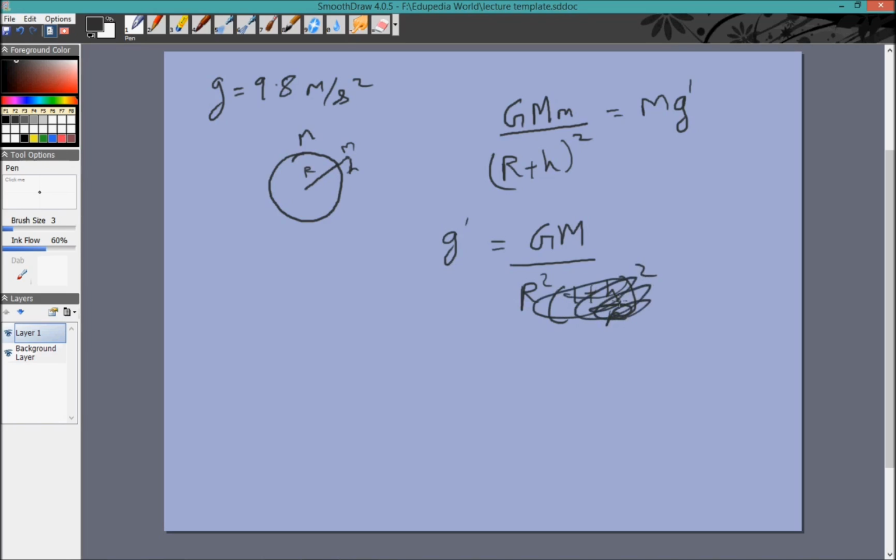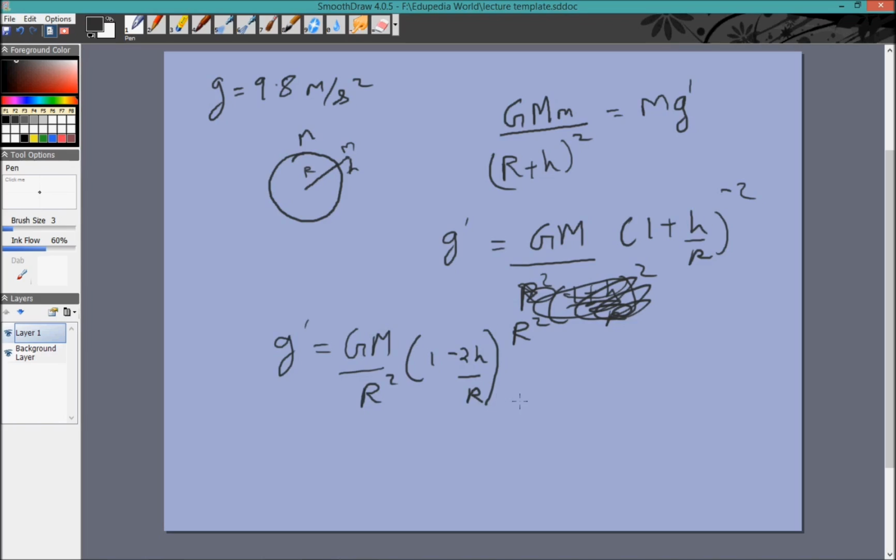This I can write as GM by R squared times (1 plus h by R) to the power minus 2, which I can use binomial approximation on, and it gives me g dash is equal to GM by R square times (1 minus 2h by R). So which gives me the result g dash is equal to g times (1 minus 2h by R), where R is the radius of the earth. This is as we go above the surface. So we see that as we go higher and higher, the gravitational attraction starts decreasing, which makes sense because we are moving away from the center.